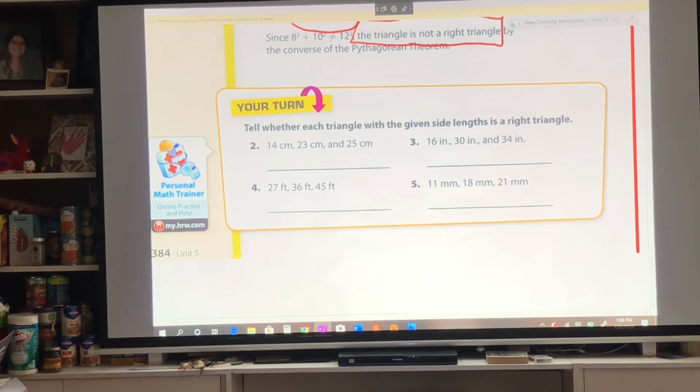Okay, so in here, you'd be just doing the math. The good thing to notice is you got 14, 23, 25, 16, 30, 34, 27, 36, 45, 11, 18. They're all in order. Sometimes they put the hypotenuse over here, on the left side, and they fool people, and they mess up the whole problem.